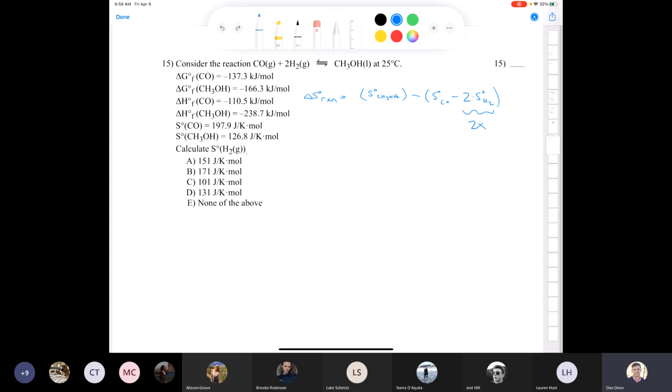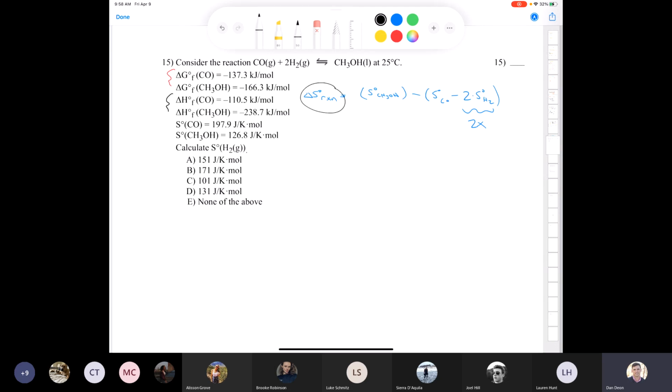Well, how are we going to get the delta S value? We don't have the standard entropy of hydrogen, so we can't calculate it just using these values. That means that we're going to have to calculate delta G first, delta H second, and then use delta G is equal to delta H minus T delta S to solve for the delta S naught, and then plug that value into here, and then solve for the 2x. If you're not sure what I mean, follow along with me here.